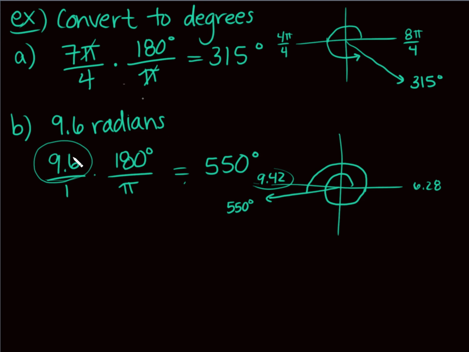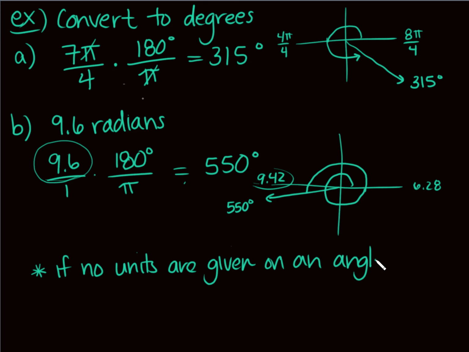So again, I just want to emphasize, and I've said this already, but if no units are given, so no degree sign, we assume that it is radians. It is in radians, okay?